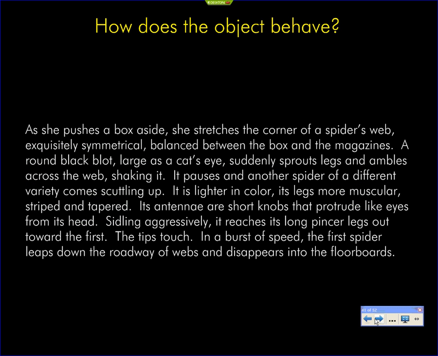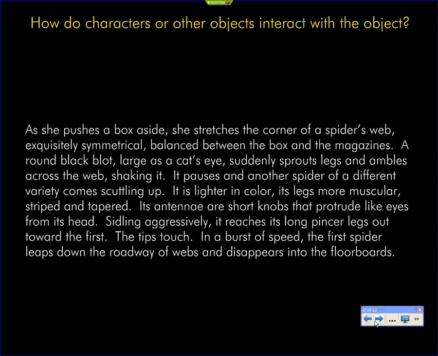Yeah, we're gonna have to pick it up just a little bit. How does the object behave? Alex? Yeah, there's a conflict, right? So it seems to be a conflict. These spiders are fighting. That's important. Can you pick up some phrases in here that help? Yeah, Lance. Yeah, sidling aggressively. Okay, sidling aggressively. Pick out one other. The burst of speed, very good. There are more answers, by the way, but this is just a sampling.